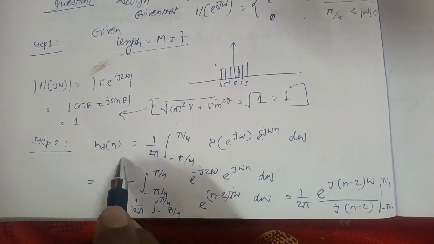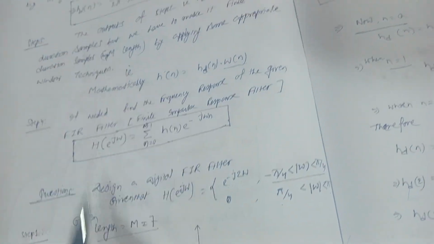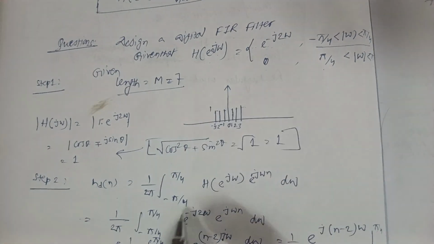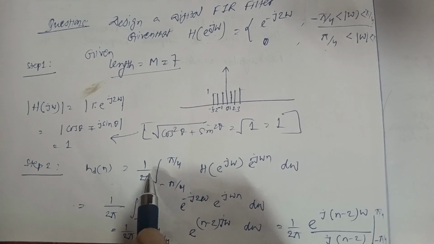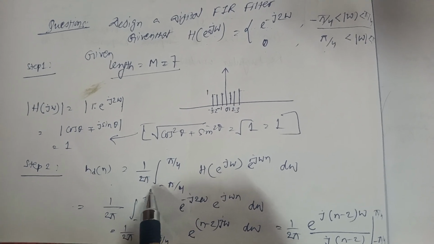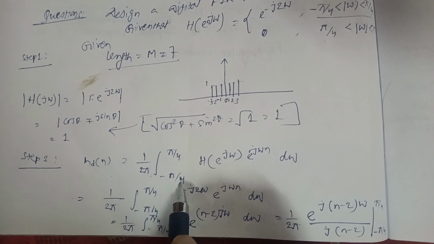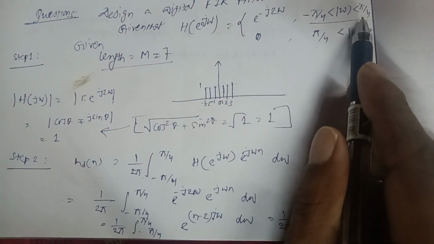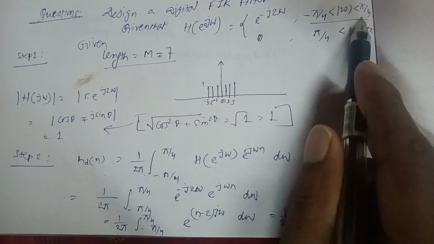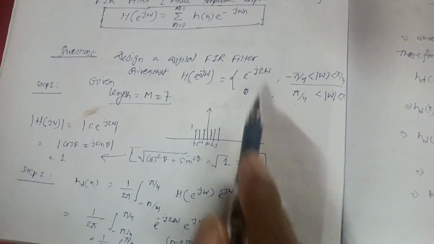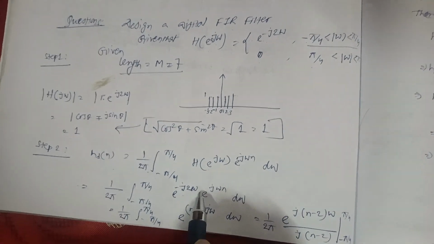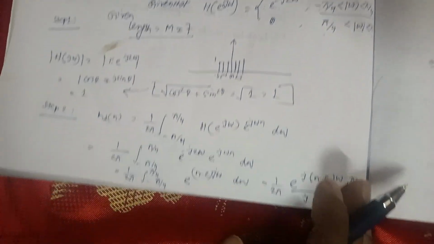Now step 2, h_d of n, and this is the inverse. Here I have already written inverse Fourier transform. Whenever this is given to us, we have to find the inverse Fourier transform. The formula we already discussed: 1 by 2 pi integration from minus pi by 4 to pi by 4, because the range is given as minus pi by 4 to pi by 4, of H of e to the power j omega, that is e to the power minus j2 omega, into e to the power j omega d omega.